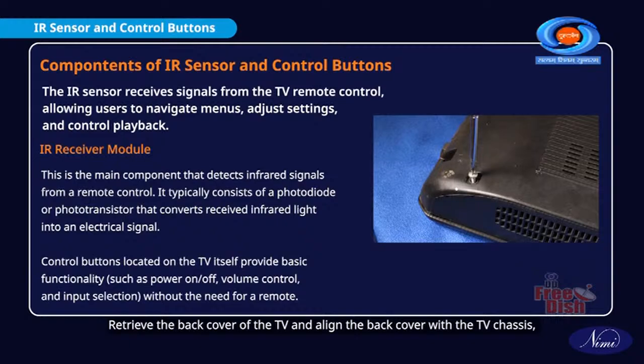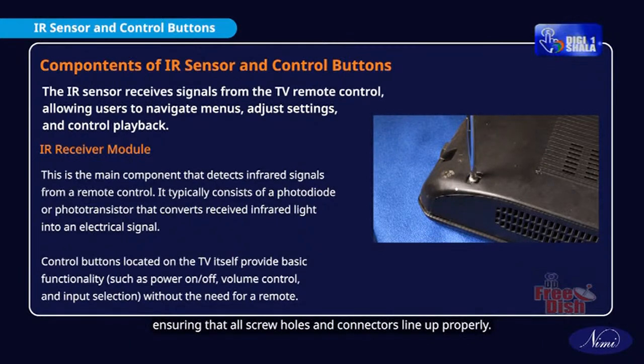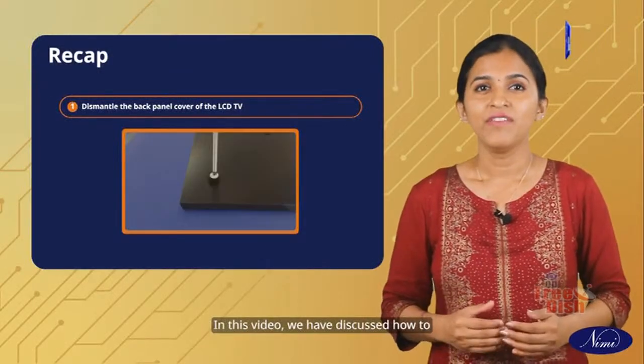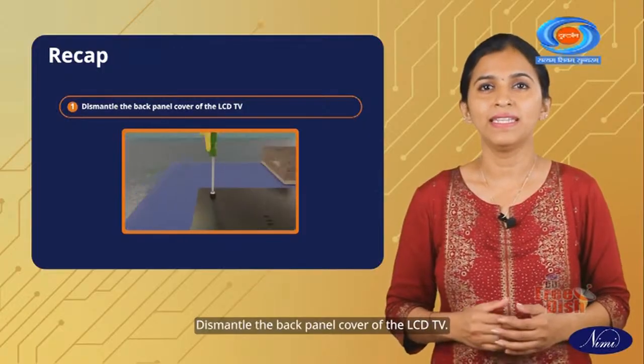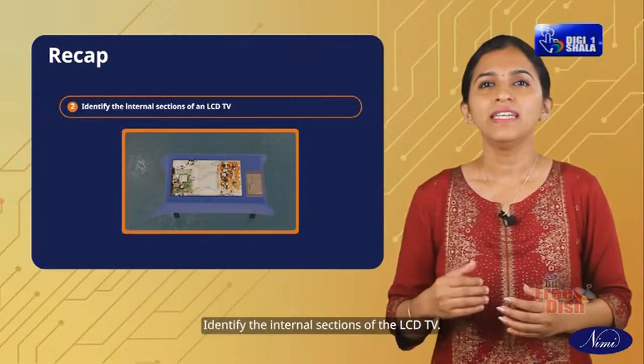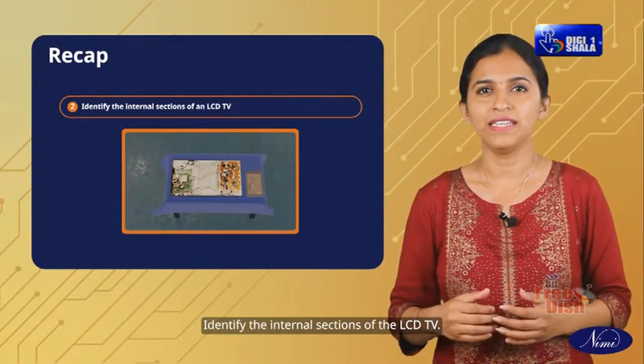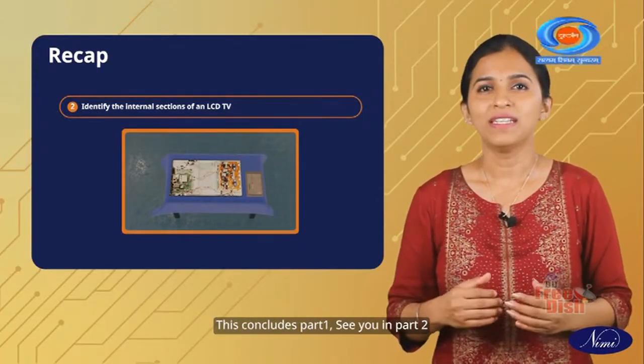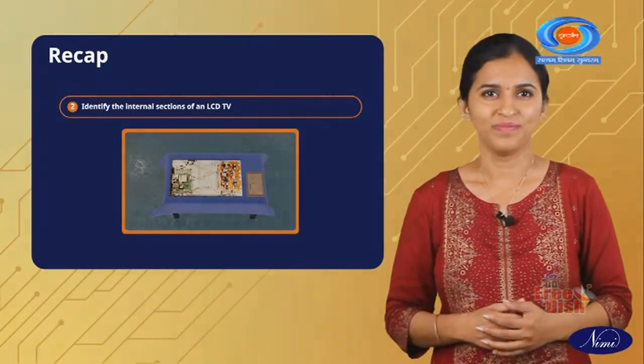Retrieve the back cover of the TV and align it with the TV chassis, ensuring that all screw holes and connectors line up properly. In this video, we have discussed how to dismantle the back panel cover of the LCD TV and identify the internal sections of the LCD TV. This concludes part 1. See you in part 2.